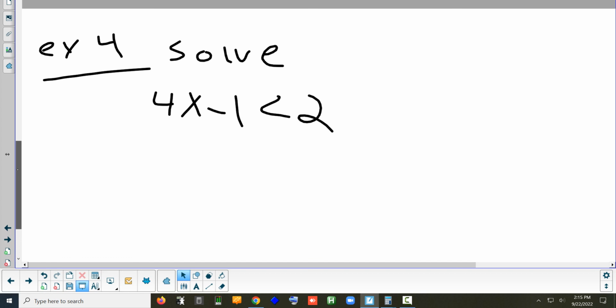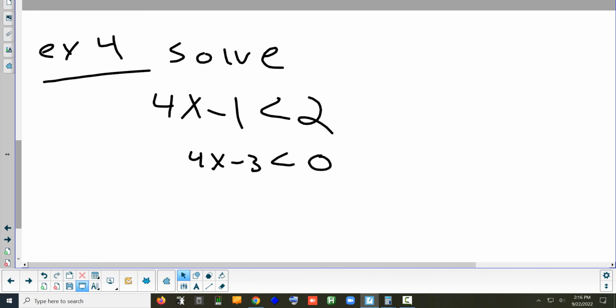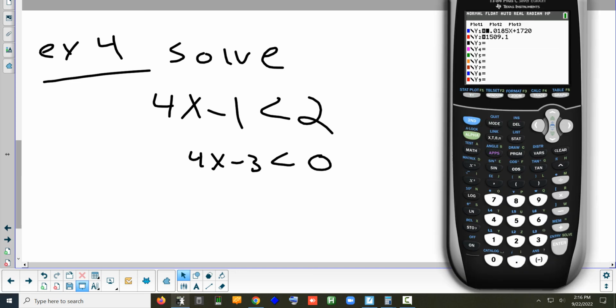So how about, Sam, can you tell me the easiest way to get everything on one side? You subtract 2 from each side. Yep. So subtract 2 from both sides, and you get 4x minus 3 is less than 0. Let's type that in. Now, you can't type an inequality symbol in the y equals screen to change that. So you have to leave it as an equals. So just type it in. 4x minus 3. And what we're going to do is hit zoom 6.